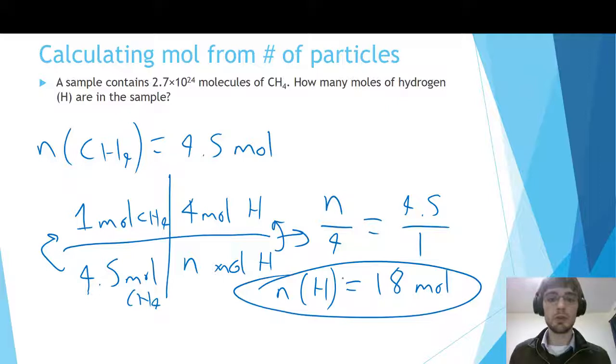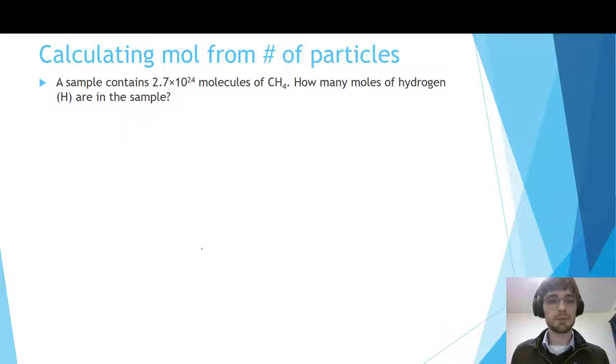So you can see it took a few steps, but hopefully this idea of ratios makes sense. And you can basically solve these ratios in whichever way you want, as long as you're not dividing mole by, like, the mole here by the mole here or something like that.